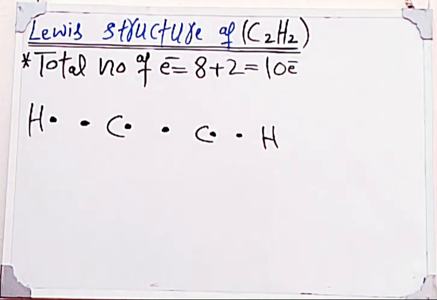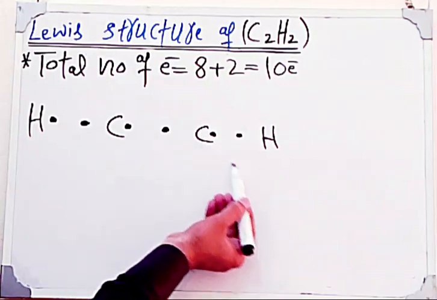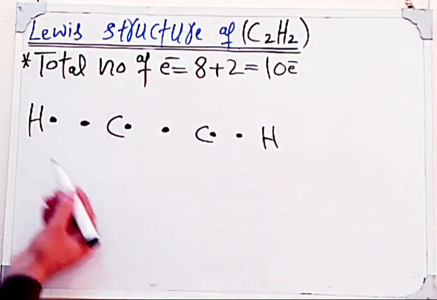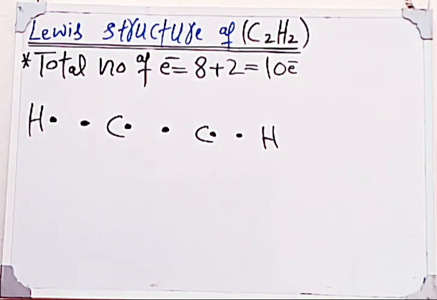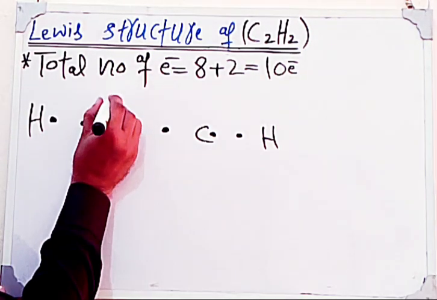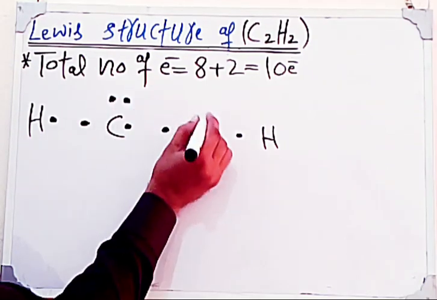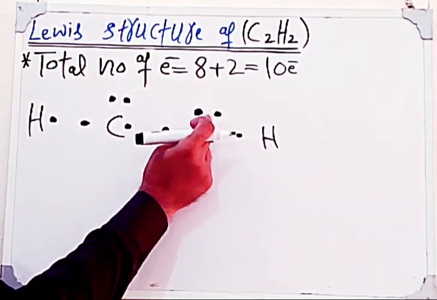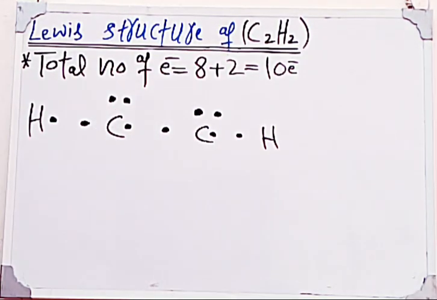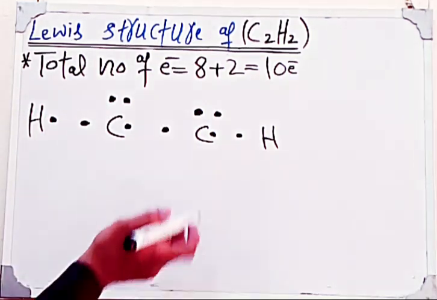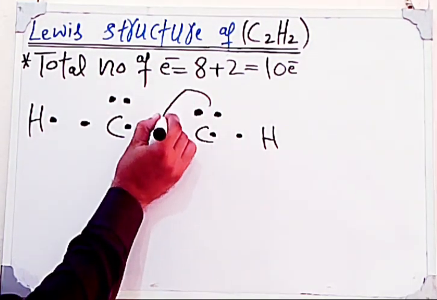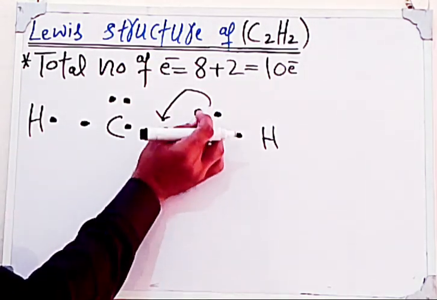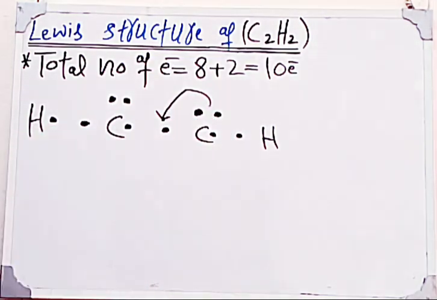Now we complete the octet for carbon. Students, we know that in this way hydrogen completes its duplet, but both of the carbon atoms contain only 4 electrons. So we place a pair of electrons on that carbon and a pair of electrons on that carbon. In this way, every carbon atom contains 6 electrons. To complete the octet, we transfer this pair of electrons between both of these carbon atoms.